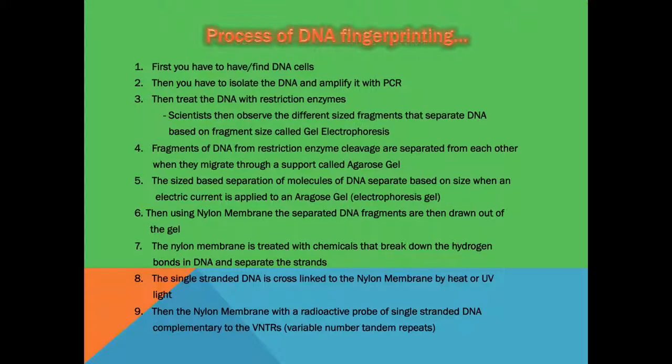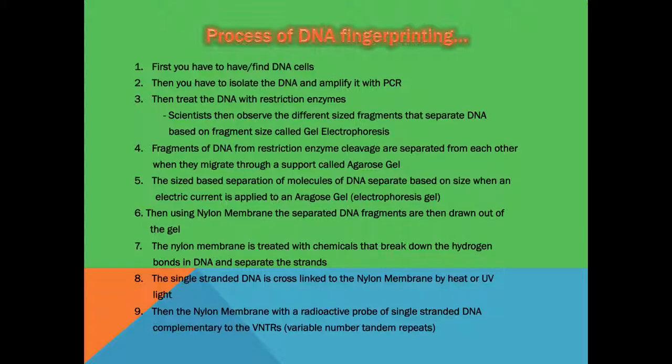Process of DNA fingerprinting. First, you have to have or find DNA cells. Then you have to isolate the DNA and amplify it with PCR. Then treat the DNA with restriction enzymes. Scientists then observe the different size fragments that separate DNA based on fragment size, called gel electrophoresis.